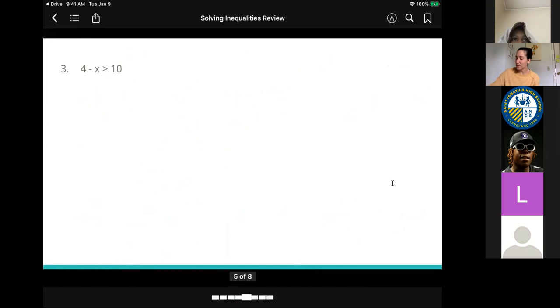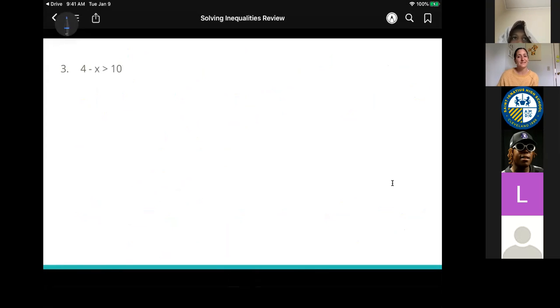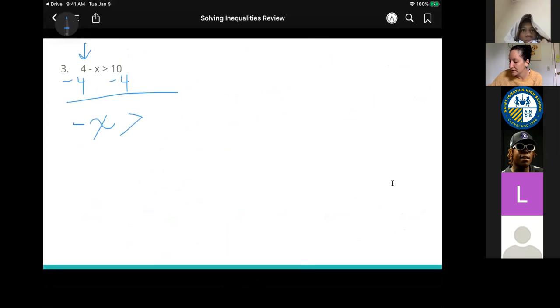Okay, last one. 4 minus x is greater than 10. Jamarian, what would you do first in this problem? Add 4. Oh wait, I'm sorry. 10 and 4. Yep. This 4 is positive, so I'm going to have to subtract it. My bad. So I have negative x is greater than 6.